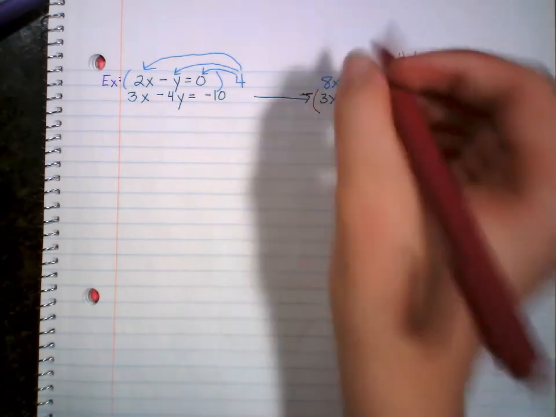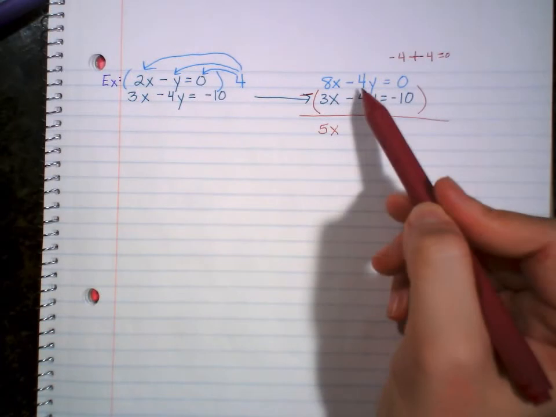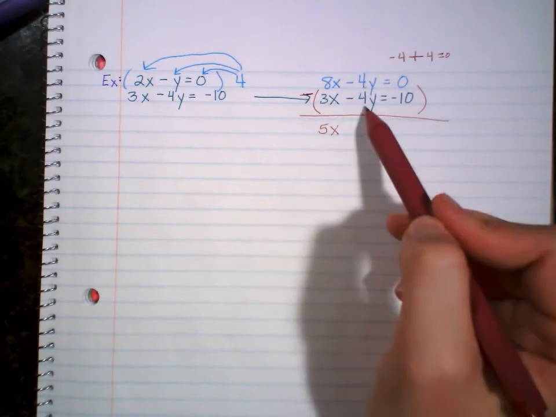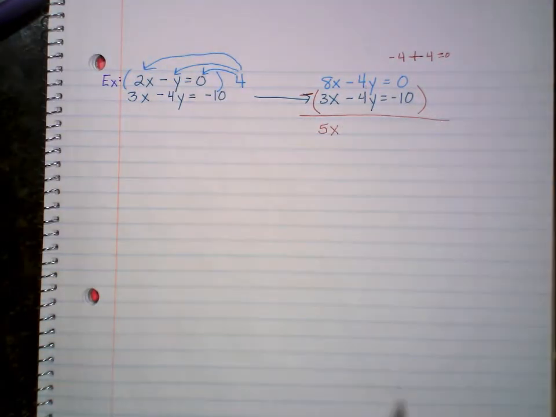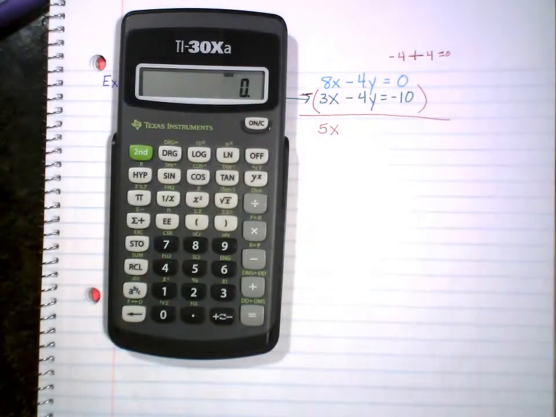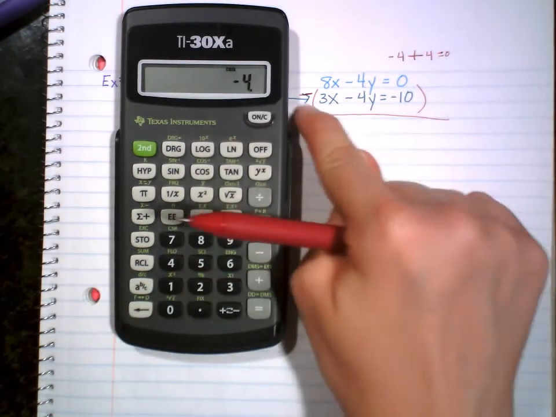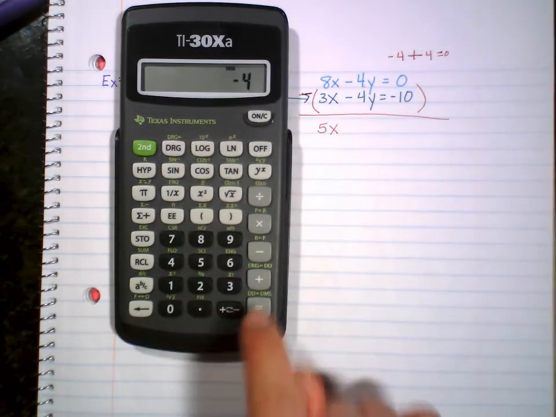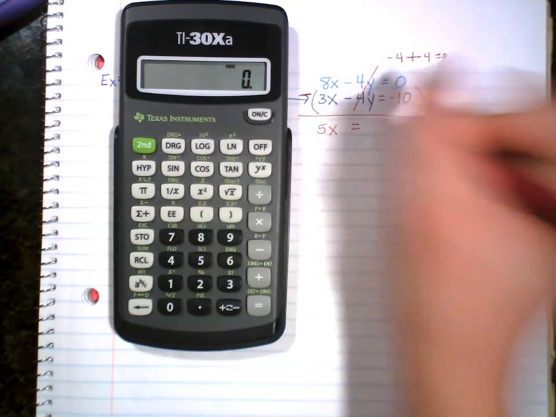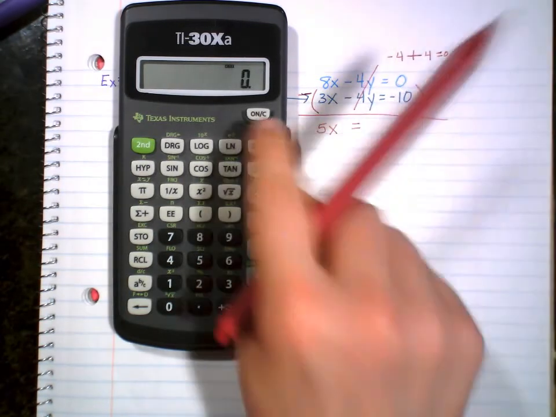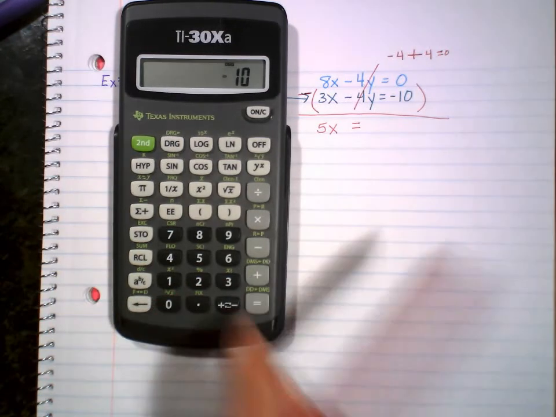8x minus 3x, 5x. Negative 4y minus a negative 4y. If you don't like doing it in your head, use your calculator. Negative 4 minus a negative 4, 0, so it cancels out. Bring down that equal sign. 0 minus a negative 10.